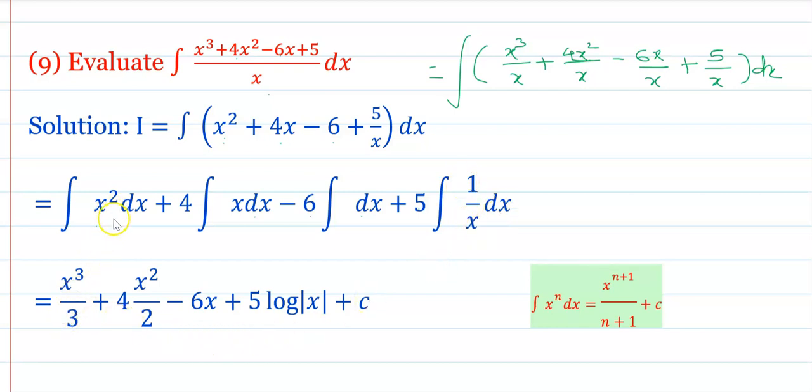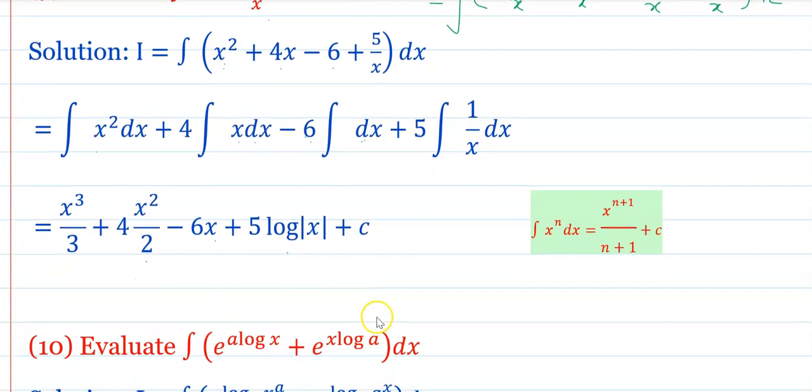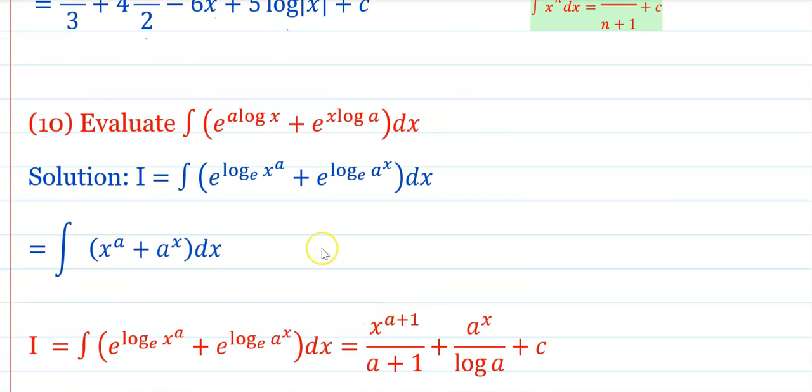And hence, the integral of x square is x cube upon 3. The integral of x is x square upon 2, into 4. The integral of dx is x, that is 6 into x. The integral of 1 upon x is the log of x plus c. Okay, and this is the answer. Next, evaluate the integral of e raised to log of x plus e raised to x into log of a dx.